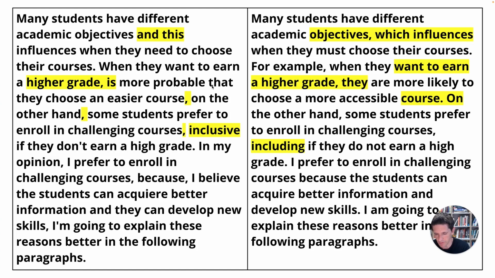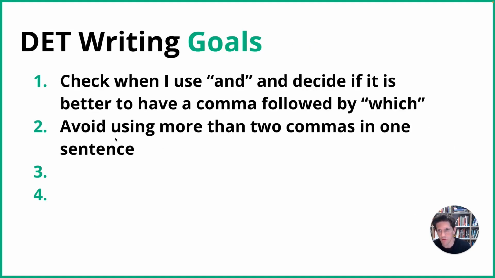Another example here. If I see when they want to earn a higher grade is, I see a lot of commas here, a lot of commas. And they kind of broke up my sentence here. They added, for example, when they want to earn a higher grade, and they put they instead of is, and they put a period here instead of a comma, okay? And they added including instead of inclusive. So maybe another thing that I just learned from looking at this is that I'm using commas too much. Avoid using more than 2 commas in one sentence, okay? So next time when I write my essay, I'll make sure I don't have more than 2 commas in a sentence.